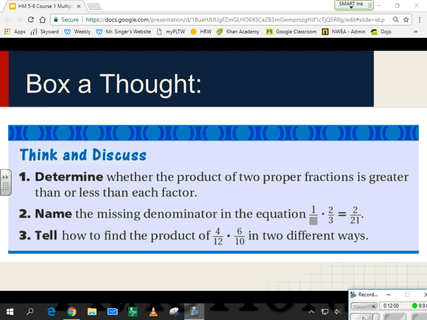All right, here are your box of thought questions. Take your time to answer these. And let's use full sentences. I've seen some people start to get a little lazy with their work. I want to see full sentences. I may ask you to redo it again when you come to me if you don't.